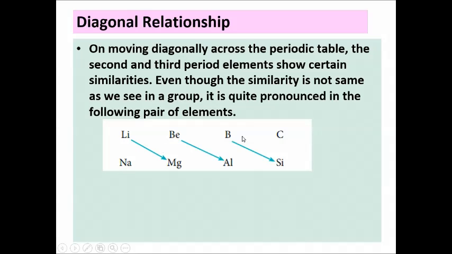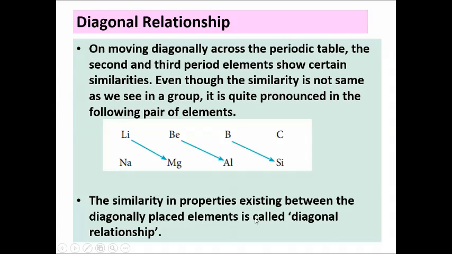Lithium, beryllium, boron and carbon are of the second period. Sodium, magnesium, aluminum and silicon are the third period elements. But they have some similarity; diagonal means lithium and magnesium. This is for which group? First group. This is for second group. And here the diagonal relationship is like this. Then beryllium and aluminum, boron and silicon will have some similar properties. Not as much as in a group, but still they have some similar properties.